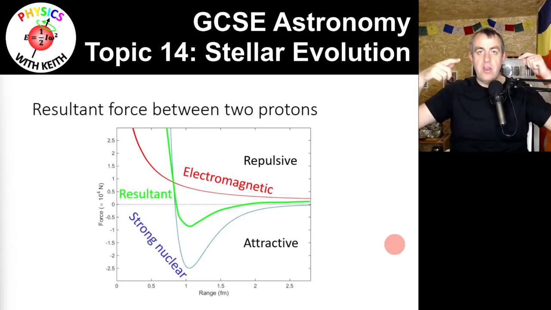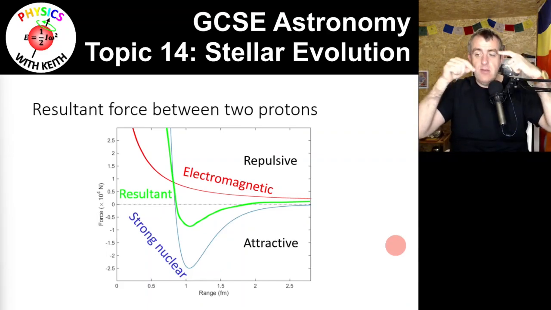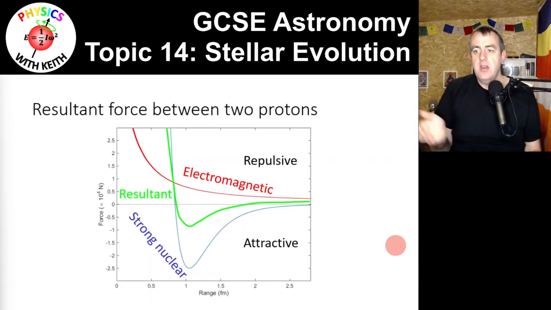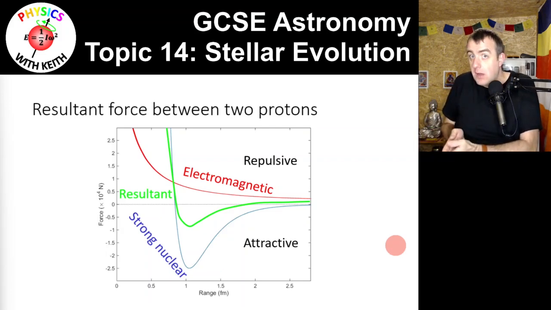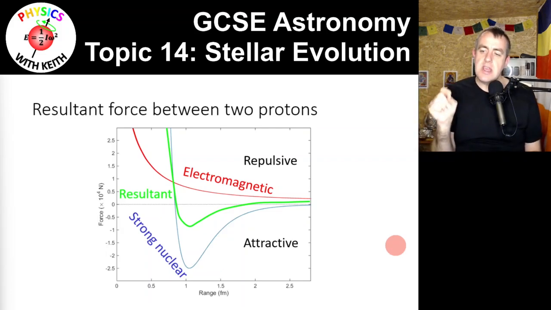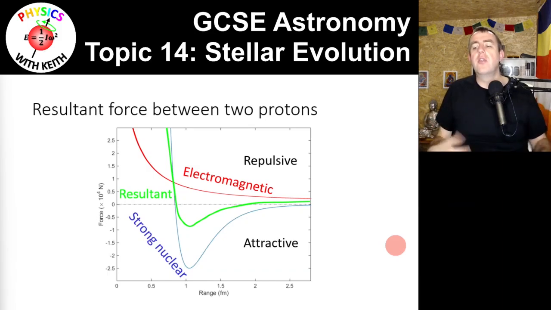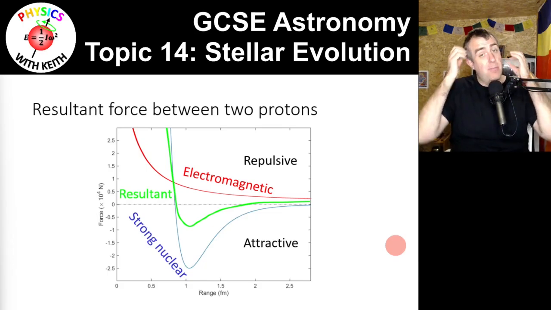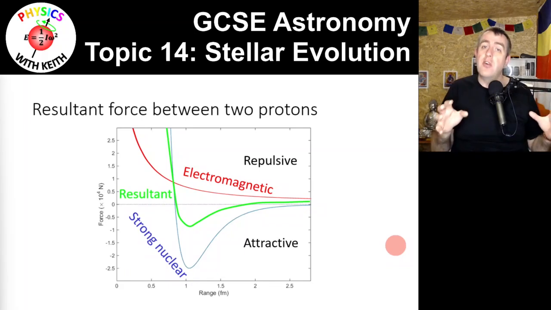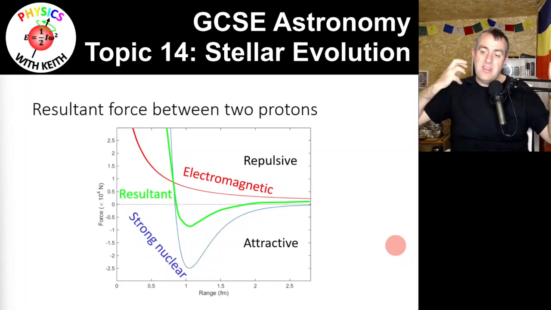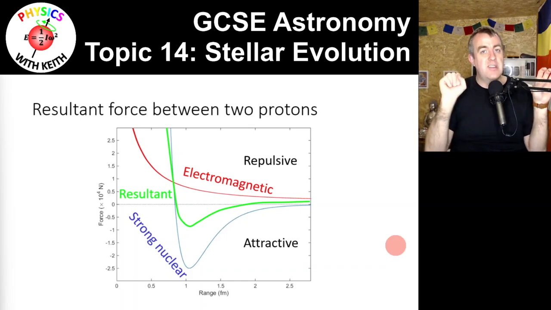So let's call repulsive positive, attractive negative. When you add those two numbers together, it's going to make the sum smaller. And so that's why that green line is closer to 0 newtons. And it starts on the repulsive side. So even though the strong nuclear force is acting at around 2.5 femtometers, the electromagnetic repulsive force is still the strongest one. So your protons getting within 2.5 femtometers of each other are still going to be repelling each other.